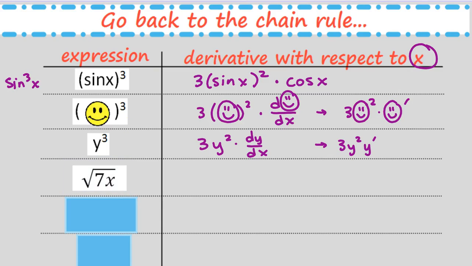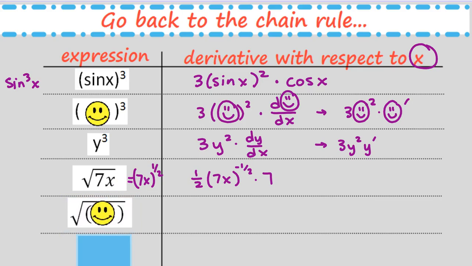Okay, here's the next one. Switching gears a little bit, the square root of 7x is the same thing as 7x all to the 1/2 power. So if we want the derivative with respect to x, again using the chain rule, we bring down the 1/2, and we raise 7x to the negative 1/2, and then we multiply by the derivative of the inside, and the derivative of 7x is 7. And then that could be simplified.